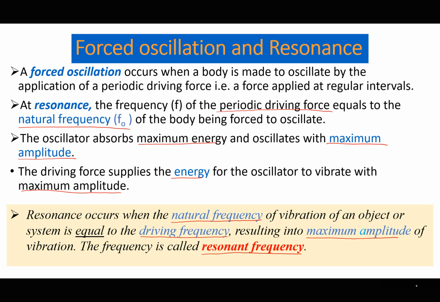So let's say the natural frequency of a system is 20 Hertz. This is the natural frequency, which I'll call f naught. And then we can now increase the driving frequency, which I'm going to call fD, from say 0 up to, let's say, 40 Hertz.